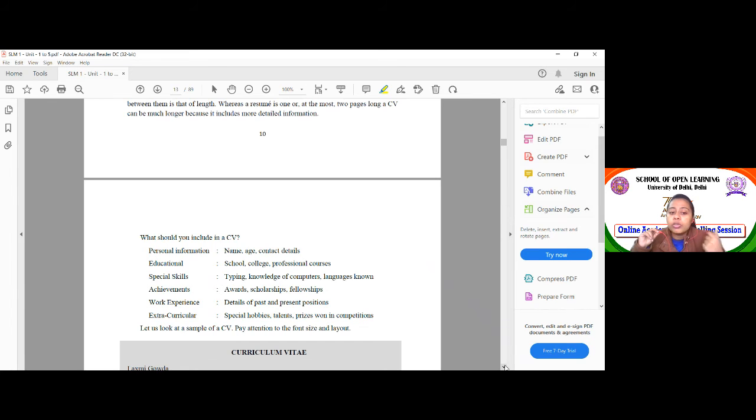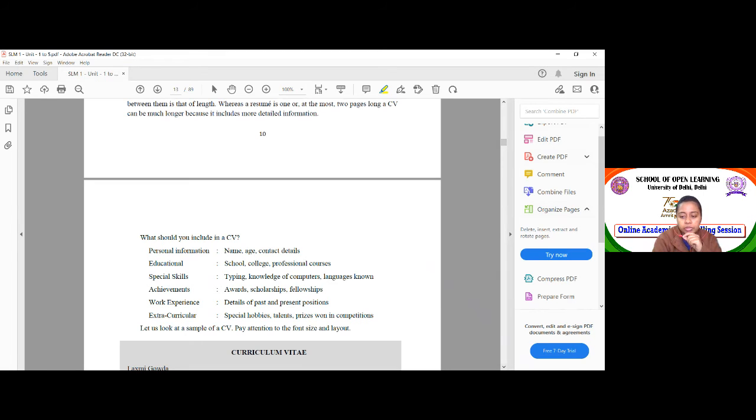Then you write about your special skills. So a lot of people have some extra skills like languages they know, if they have done a computer course, or they know something that's interesting. Then you write about your achievements, all the awards you have won, scholarships, prizes, etc. Then you write about your work experience, about where you have worked in the past, if you were interning somewhere, if you have gone to a summer school, any small thing also matters. And finally, you write your extracurriculars, like some hobbies that you have, talent that you have, or you think you have, that just makes you a more rounded and interesting person.